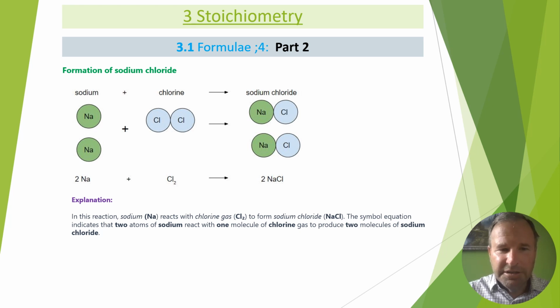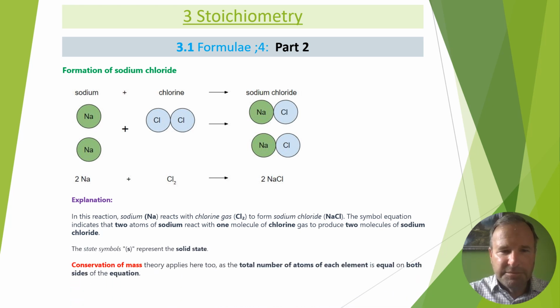So you can see here that in this reaction, 2 lots of sodium react with 1 lot of molecular chlorine gas to give you 2 lots of sodium chloride compound. S is the state symbol that represents solids. G is gas, obeying the conservation law of mass.